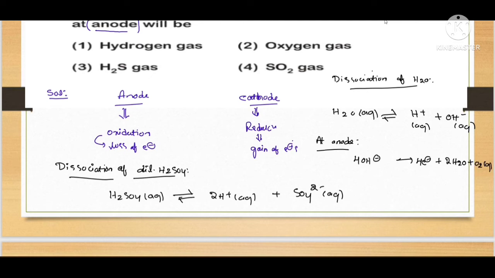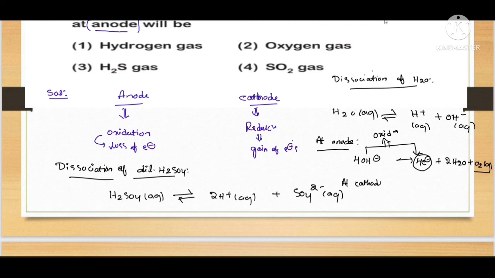Now let us see the reaction at anode. 4 moles of OH- give rise to 4 electrons plus 2 water plus oxygen gas is produced. Here we observe that 4 electrons are lost by 4 OH-. That's why at anode oxidation takes place.